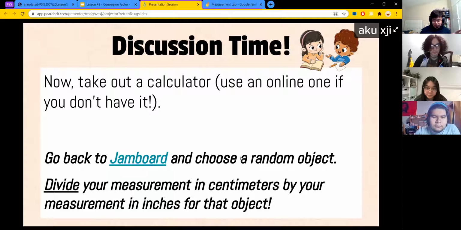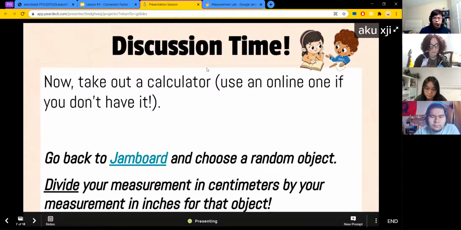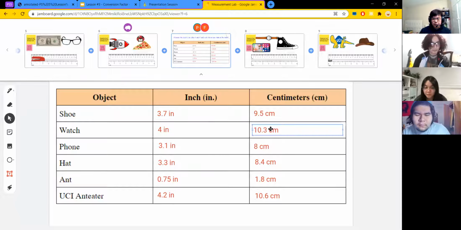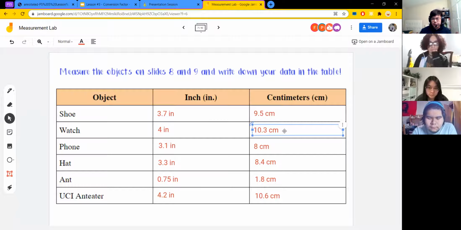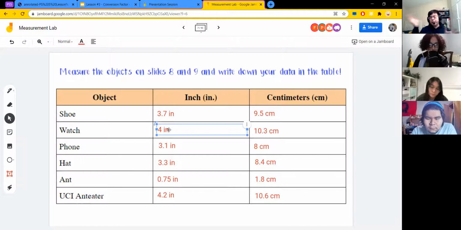Now I want you to divide your measurement in centimeters by your measurement in inches. So let's say I picked the watch. The watch was 13.3 centimeters, and in inches, it was 4 inches. So now I want you to divide the centimeters by the inches. So 10.3 divided by 4. Just pick any object you want. If you want to do more than one, that's fine. So please do that, and I'll just take a minute or so.